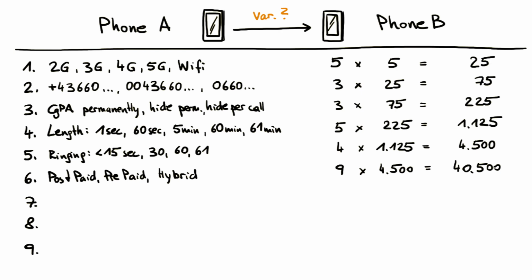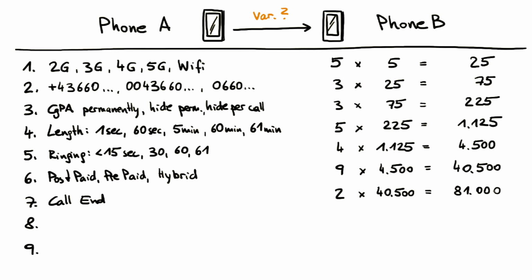Okay. Next question is, who is ending the call? It can be phone A or it can be phone B. Sometimes this is important because charging can depend on who is ending the call. So again we have 2 combinations multiplied by 40,500 is 81,000. We are getting better and better.